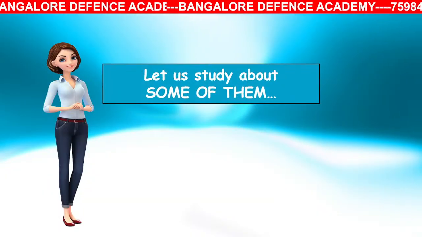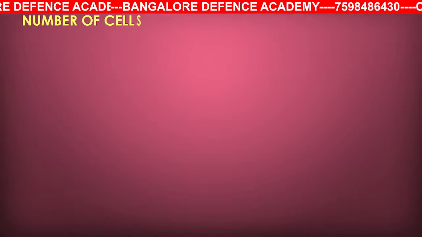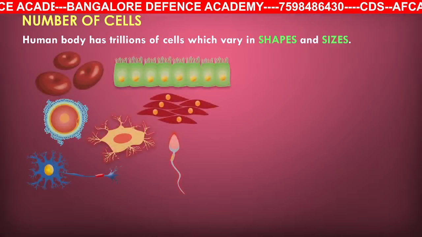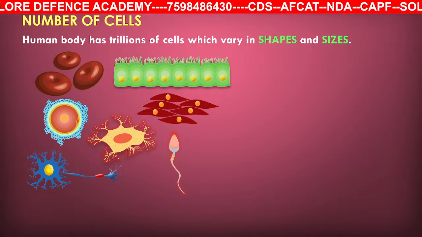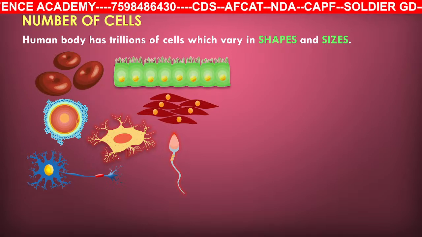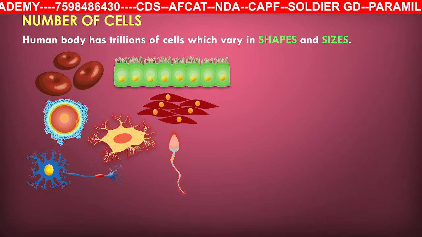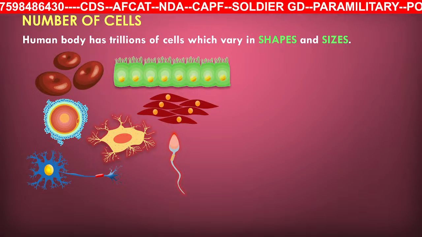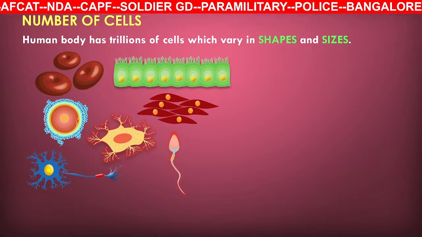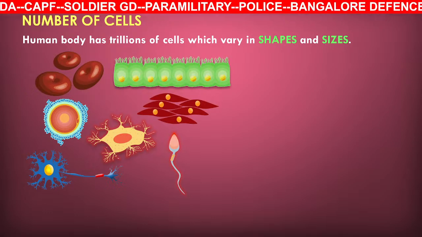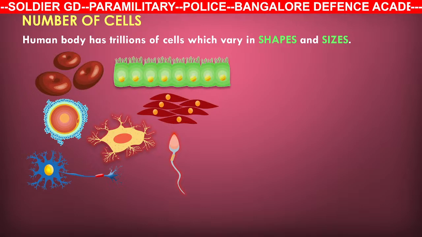Let us study about them now in detail. Number of cells. The human body has trillions of cells which vary in shapes and sizes. This is a very important chapter. Today we'll study about the cell, then we have something called tissue, then we have organs. In 10th standard you have chapters called digestive system, respiratory system, reproductive system. You will understand those chapters only if these things are strong.